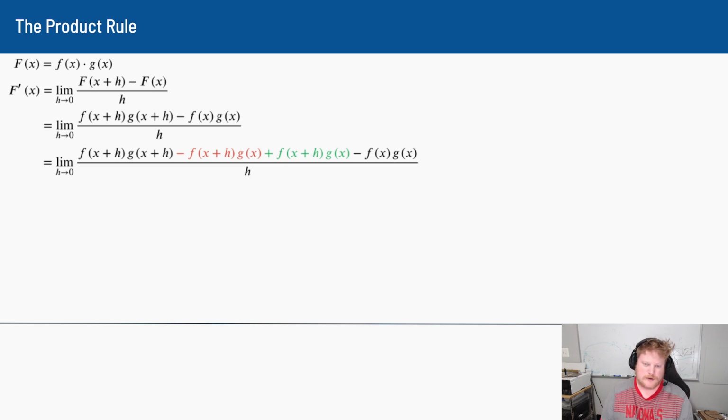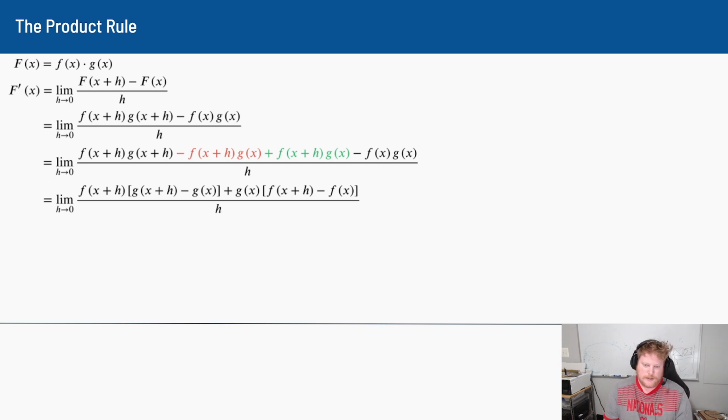So what we're doing here is, in red and in green, we're adding and subtracting the same thing. So ultimately, we're adding 0. But we're adding these products because we need the pieces of them to create our ultimate end result.